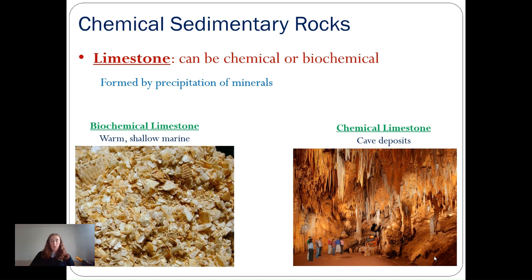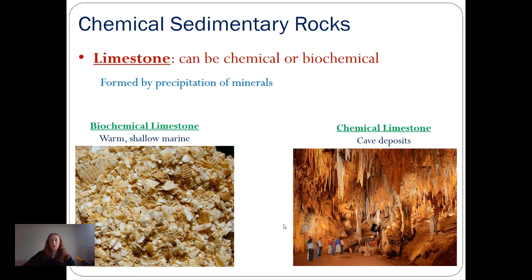Another example of a chemical sedimentary rock is limestone. Limestone can be chemical or biochemical, which I'll talk about in a second. If it's biochemical, it's something that formed in a coral reef deposit that's made of shells, but it can also be what we call chemical. Caves are usually made of limestone, and stalactites and stalagmites, those cave features that you might have learned about before, are made from limestone.